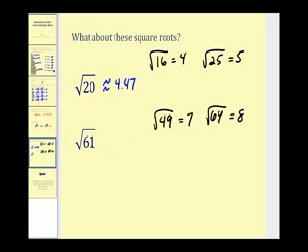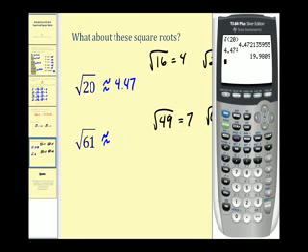Let's go ahead and use our calculator to get a decimal approximation of the square root of 61. Again, second x squared, we type in 61, close parenthesis, press enter, and it looks like it's approximately 7.81, which means if we take 7.81 and multiply by itself, we should get approximately 61. Let's go ahead and try it. And again, you can see it's slightly less than 61 because we did round.